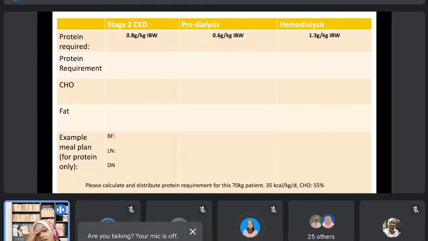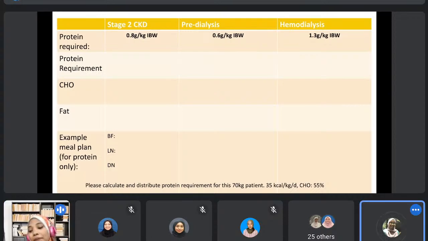Alright. Okay, so now the trickiest one, the pre-dialysis. Okay, pre-dialysis saya nak Izzati. Ya, doktor. Okay, so total protein ada 42 grams, betul? Betul. Okay, so berapa persen HBV? 24. Berapa gram daripada HBV? 24 grams yang you dapat kira. Yes. Okay, great. So berapa you nak bagi distribution dia?